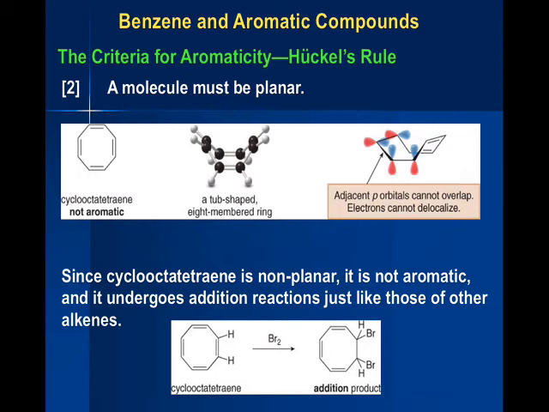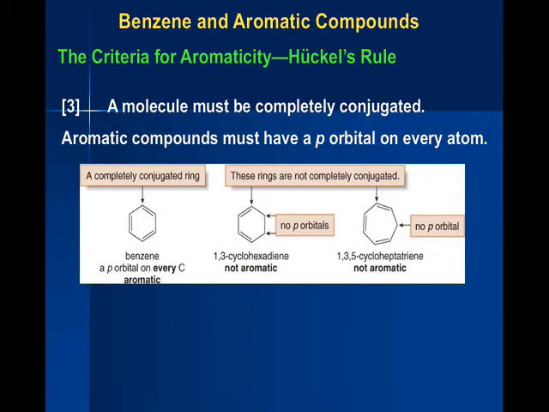So rule number 1 is what? It must be cyclic. Rule number 2, it must be planar. For you to know that, you need to build a model. Unless I tell you on the test to assume everything is planar or assume everything is not planar, if I do not tell you something, you need to build a model.